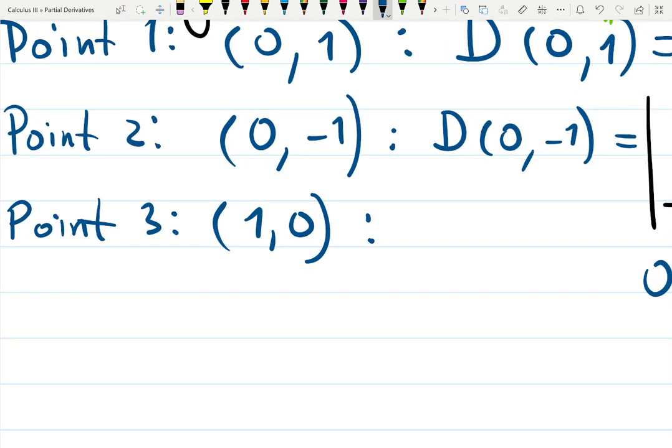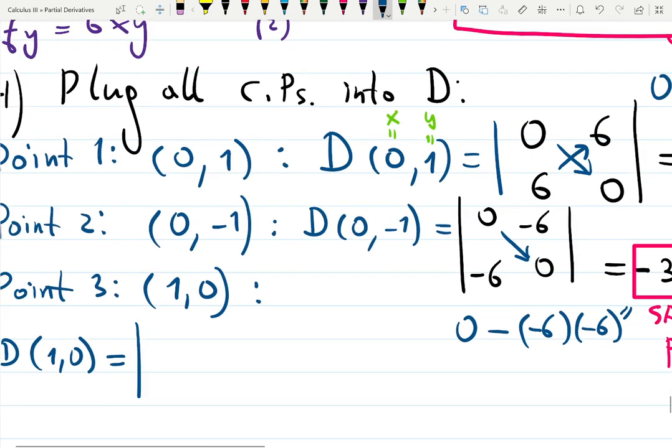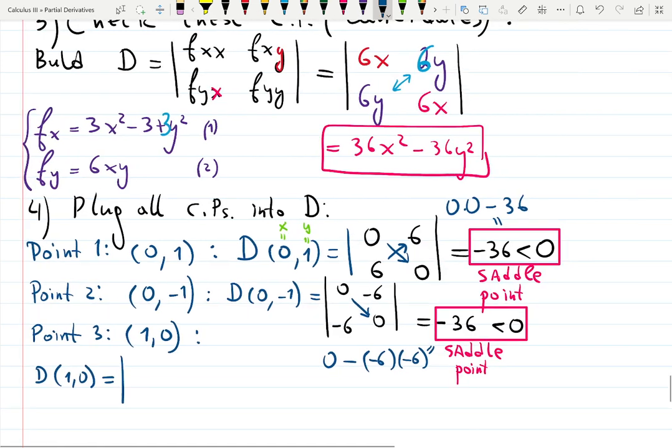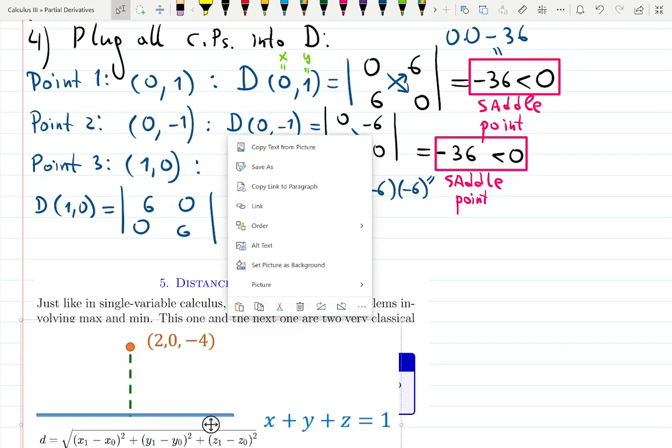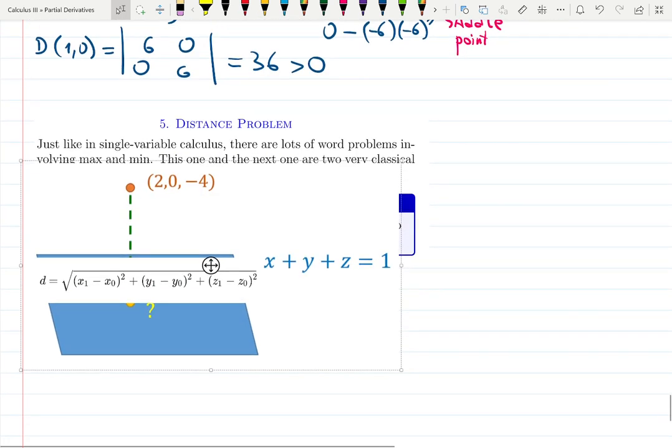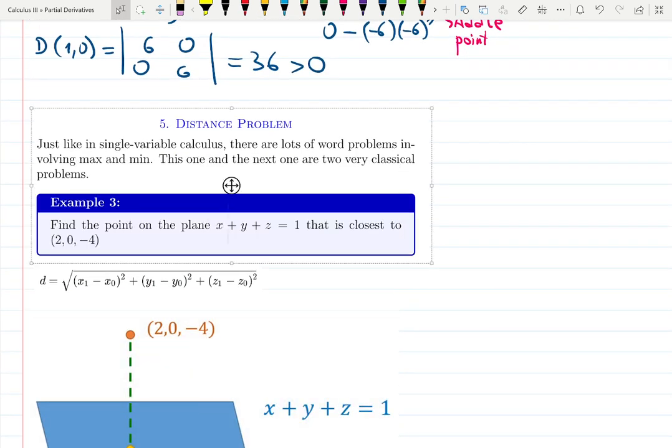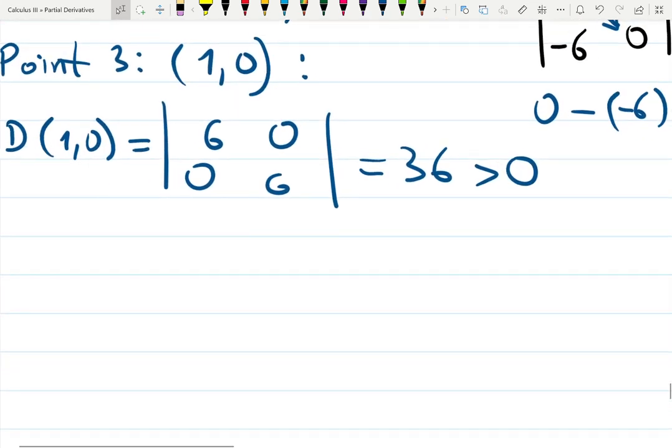So, D at 1, 0 is, let's see, I don't remember what my D is. Here it is, 6x. So what are the zeros? Now the zeros will be on the other diagonal, right? 0 for y, make this 0 and this 0. 1 makes 6 and 6. That is 36. Positive. So we have to go and ask for help with the second derivative of xx at this particular point to understand if this is maximum or minimum. But this we know it's not a saddle point.